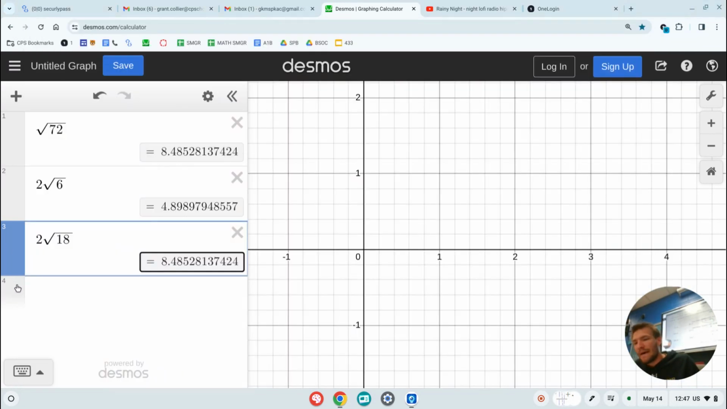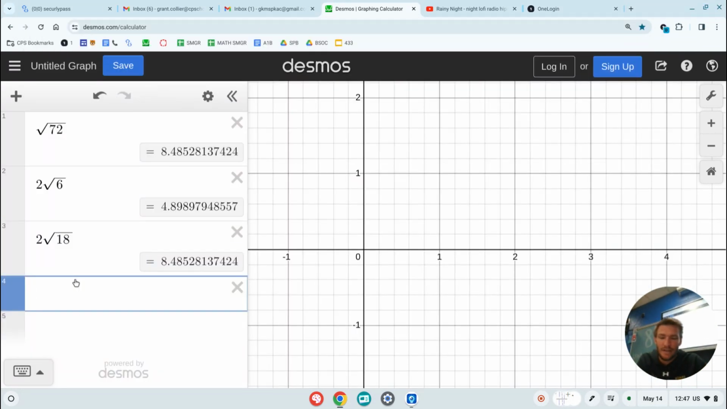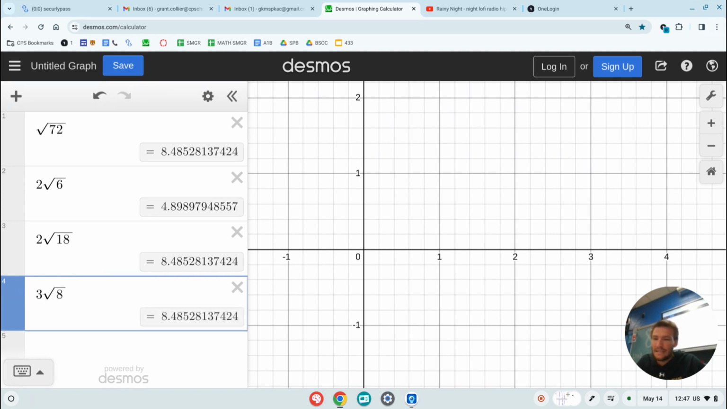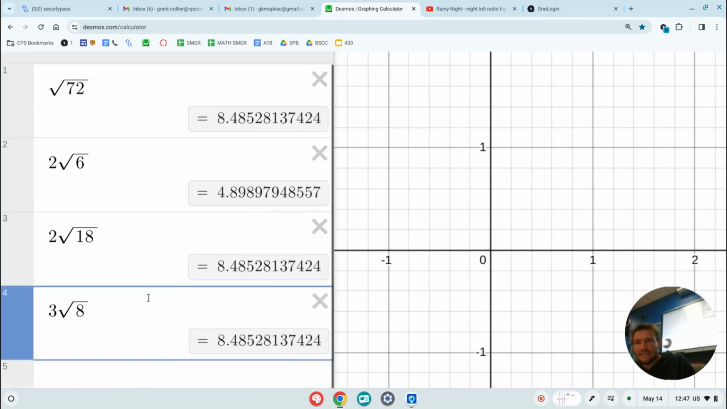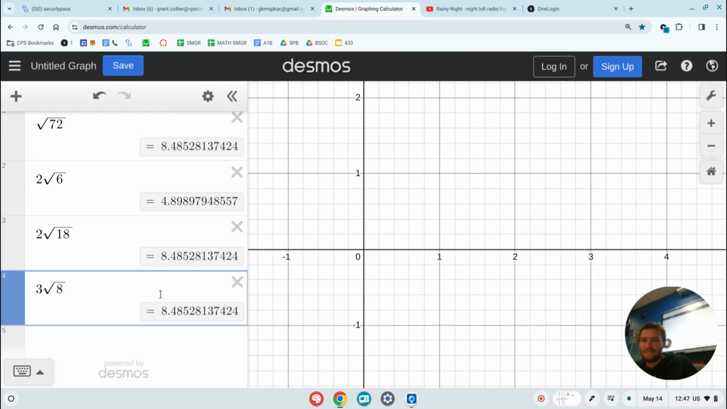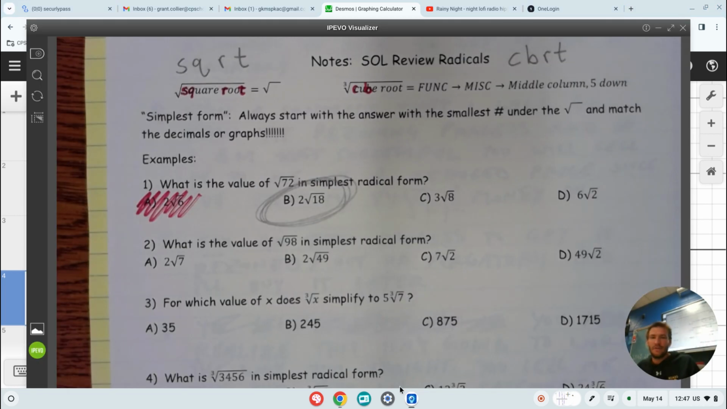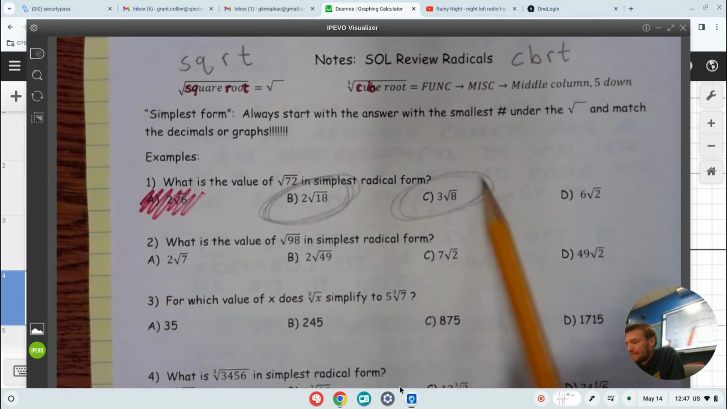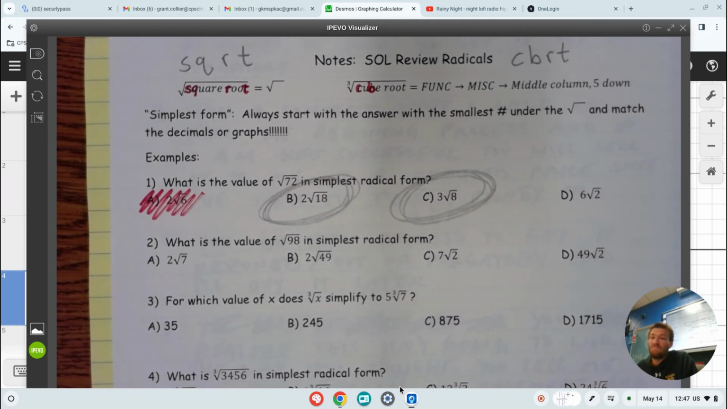You know what? I'm the math teacher. I'm always doing extra stuff. 3 square root 8. And letter choice C, what do you think about letter choice C? Wait a second. Letter choice C is also the same thing, 8.485. I am doing my best to act surprised, but I did know that was going to happen. Letter choice C is also a legitimate answer.